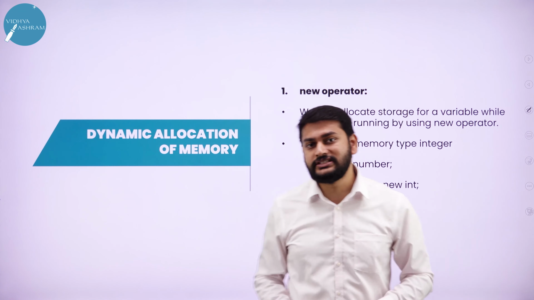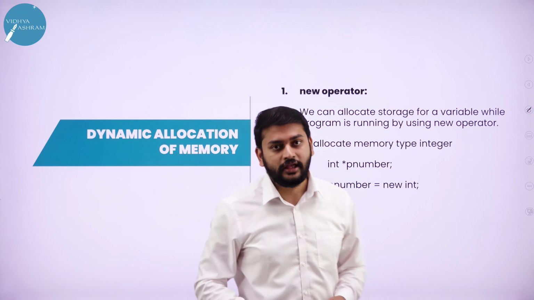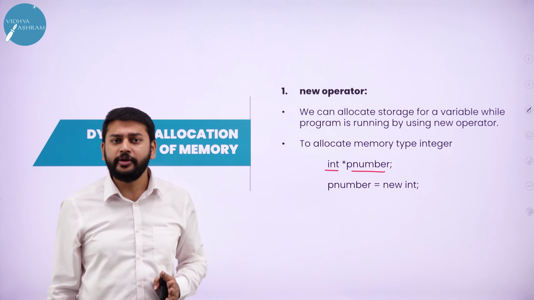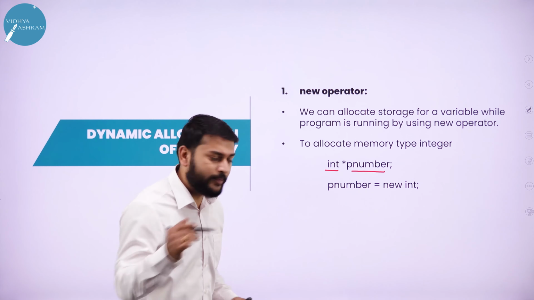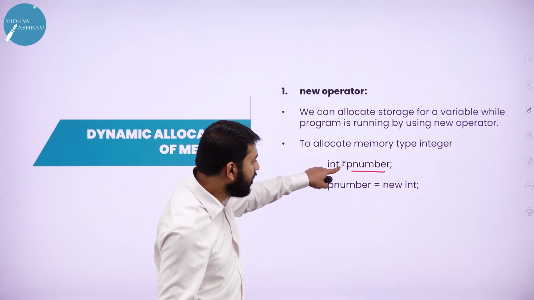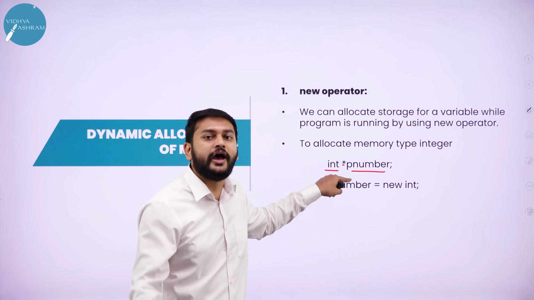Sir, how do I allocate the memory for a variable? Please look at the syntax. First imagine I am writing the data type. What is the data type here? I have integer. So for this integer, I am trying to write a variable. Is it a normal variable that you are trying to create? No, I am trying to create a pointer variable. How do you know that that is a pointer variable? Because you have star.